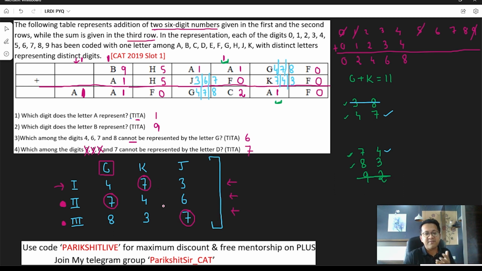7, in each of the scenarios, no matter whether it is scenario 1, scenario 2 or scenario 3, 7 is busy. It is occupied by some letter, right? And hence it is not free for D and can never be represented by the letter D. Correct? So these are your 4 answers. This was an awesome set, not a difficult set. This is a moderate level difficulty set. 4 questions, 12 marks, all yours if you could have solved this much.